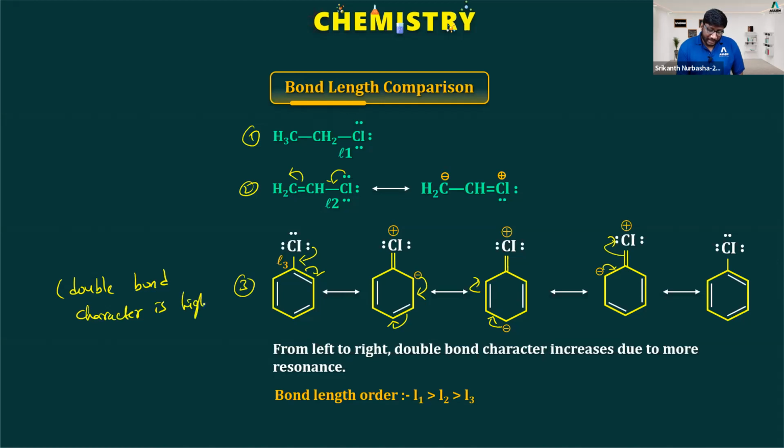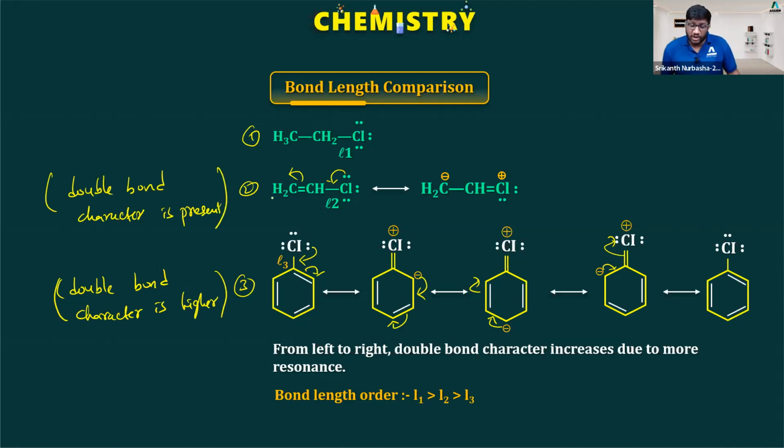If double bond character is highest, the bond length is going to be least. Here double bond character is present. But we cannot say that the double bond structure is going to be more stable, because the first structure is uncharged and its octet is complete, so it is more stable. Here, no double bond character.